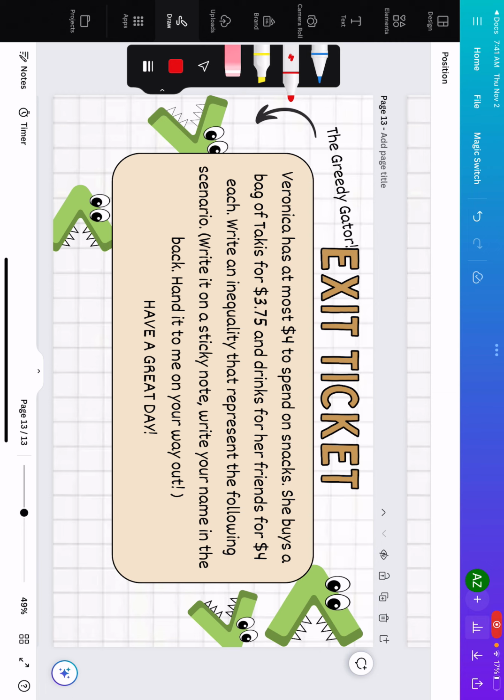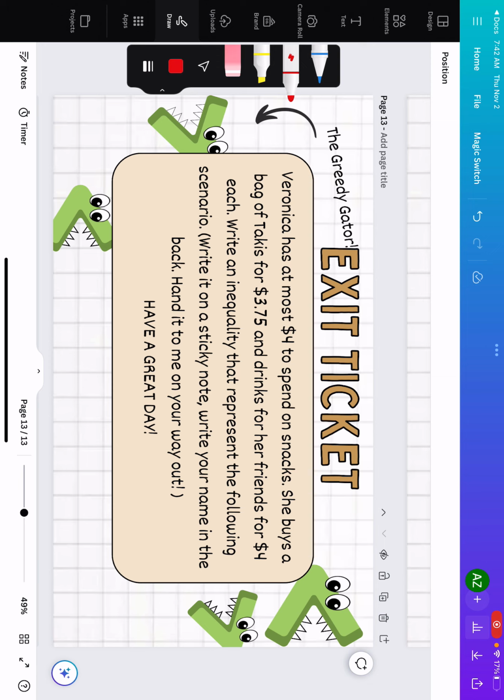Veronica has at most $4 to spend on snacks. She buys a bag of Takis for $3.75 and drinks for her friends for $4 each. Write an inequality that represents the following scenario. So again, you don't have to write it on the sticky note. Just go ahead and write it at the bottom of your notes. When you're done with your notes, put them in your folder.